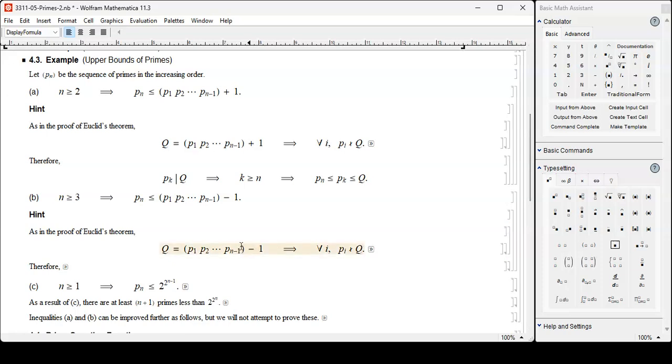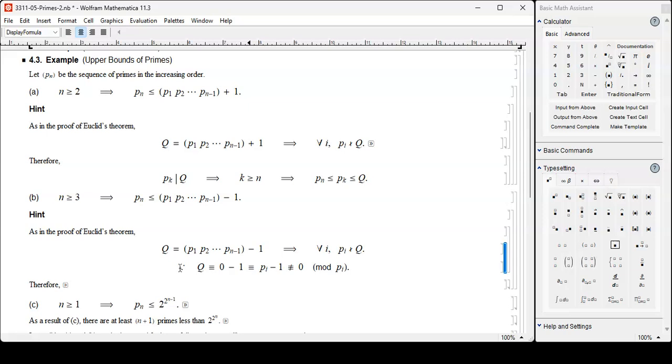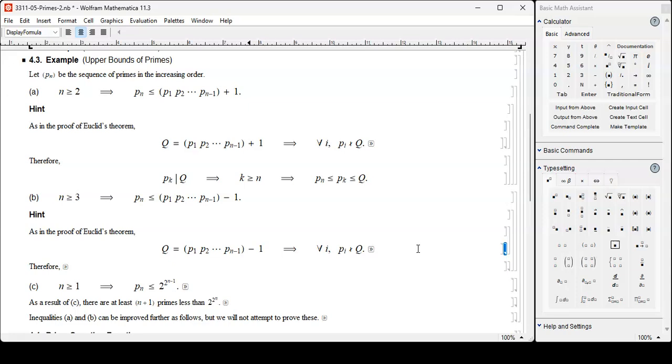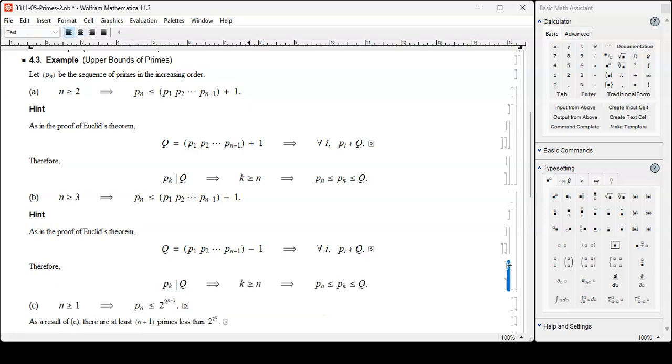It's a bit different this time. We have minus 1, so plus 1, but same idea. Not exactly the same, but same idea. And then modular arithmetic. This product is 0, so this is congruent to minus 1, equivalent to pi minus 1. In any case, pi does not divide q, and therefore we can use the same argument for the same conclusion. Again, the detail is left to the students.